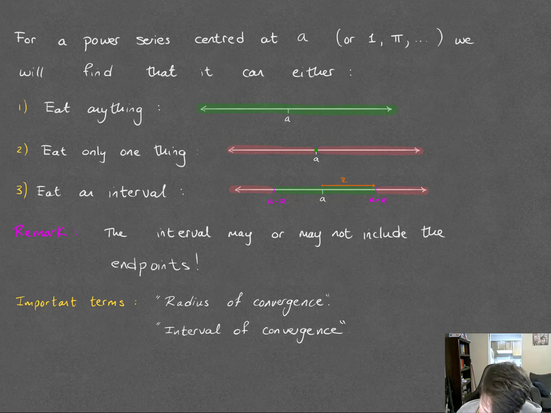Okay. Then we have the interval of convergence. And the interval of convergence is every single x that you can reach. So in 1, it's just minus infinity to plus infinity. In 2, it's just the one point set {a}. And in 3, it might be closed on one side. It's the interval from a minus R to a plus R, and it may or may not include the endpoints. Okay, so you have this radius of convergence and interval of convergence.